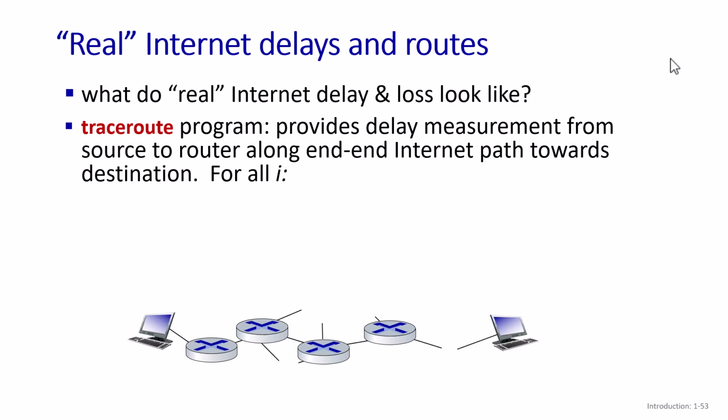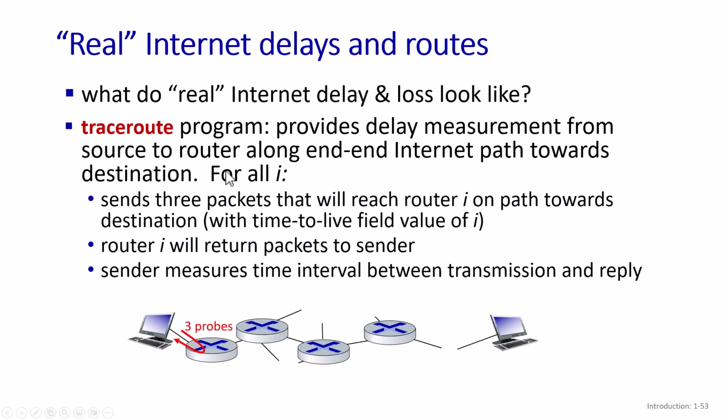toward the destination. For all routers i, our computer sends 3 packets that will reach router i on the path towards the destination, with a time-to-live field value of i. We are going to learn about this TTL, time-to-live value. Basically, with this program we are trying to measure the round trip time, or RTT. Router i will return packets to the sender. Here is my computer running the traceroute program, and here is the destination we want to reach, and we probe this address.